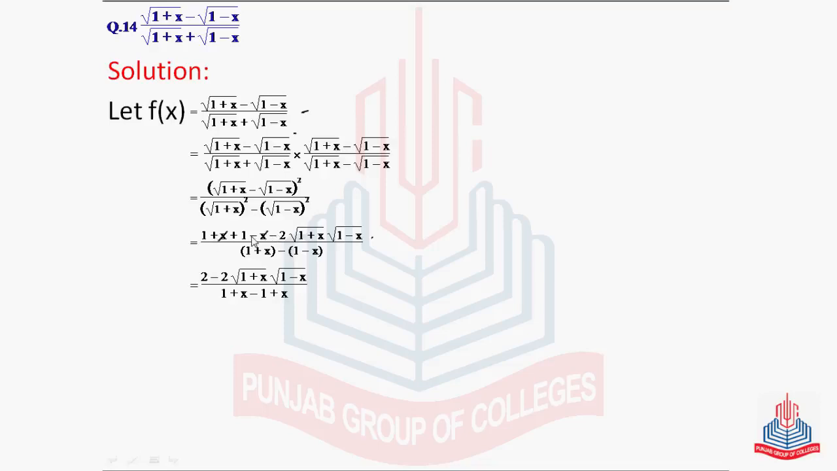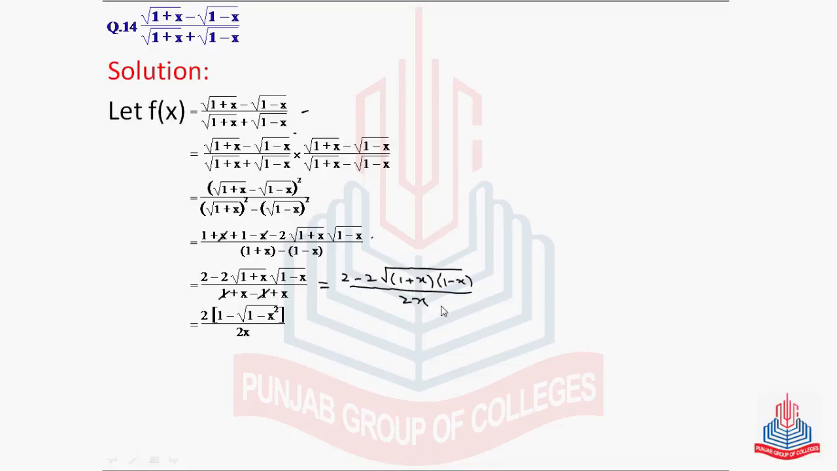In the numerator, 1 plus 1 will become 2 minus 2 times square root of (1 plus x)(1 minus x), and in the denominator 1 plus x minus 1 plus x. This plus and minus 1 will be cancelled out, so we have 2x in the denominator. We can write it as 2 minus 2 square root of (1 plus x)(1 minus x) whole divided by 2x.